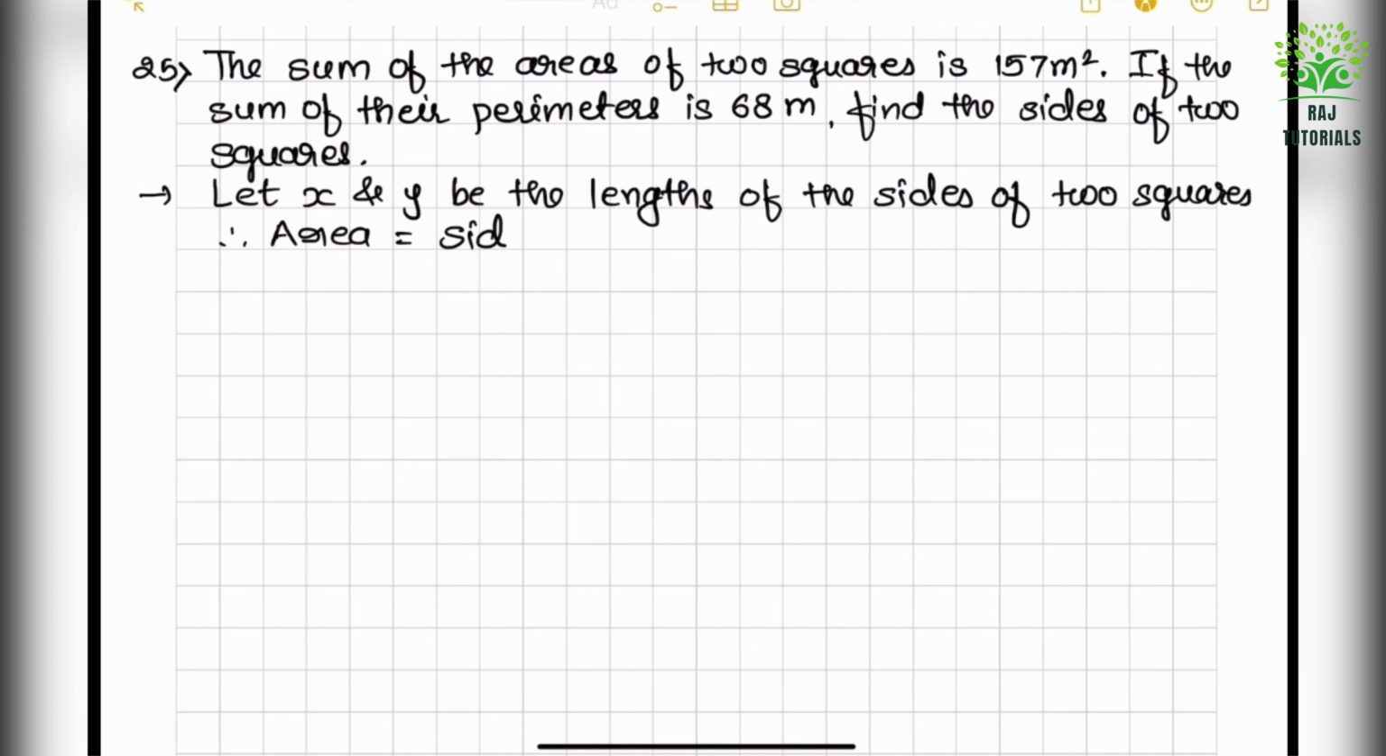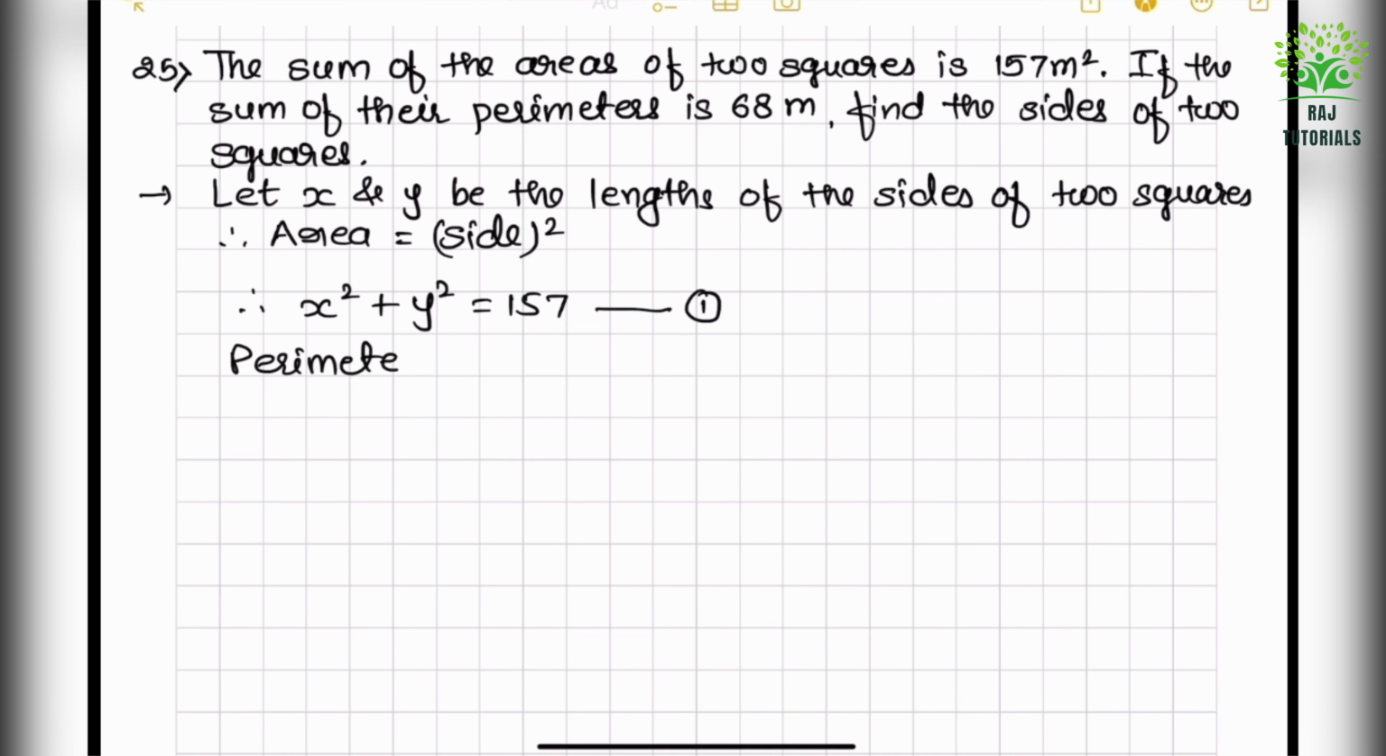Therefore area equals side square, and the sum of the areas will be x square plus y square equal to 157. So this I will get as the first equation. The first square's area will be x square and the second square's area is y square, and the question says the sum of the two squares' area, so x square plus y square equal to 157.